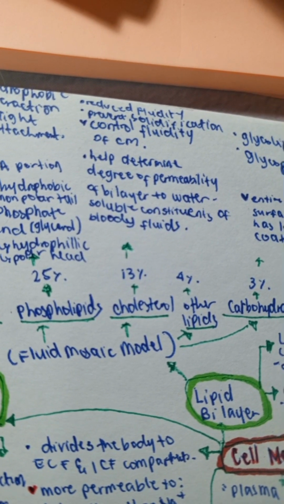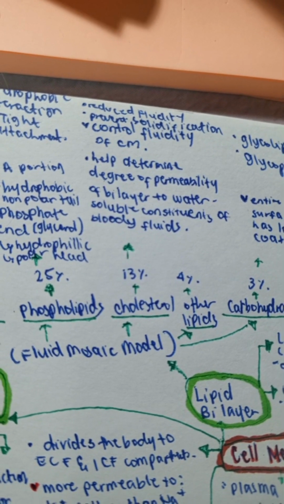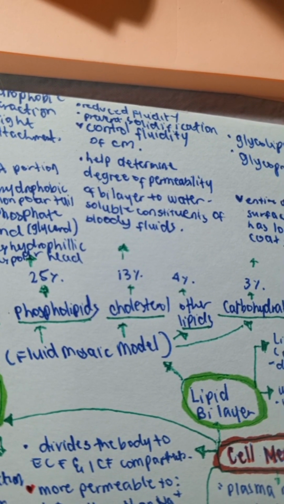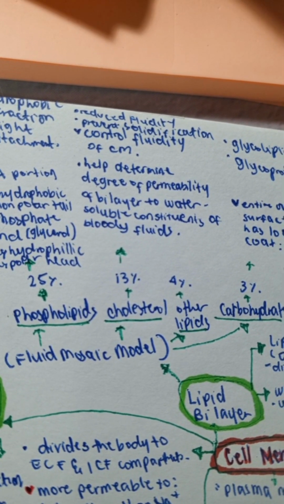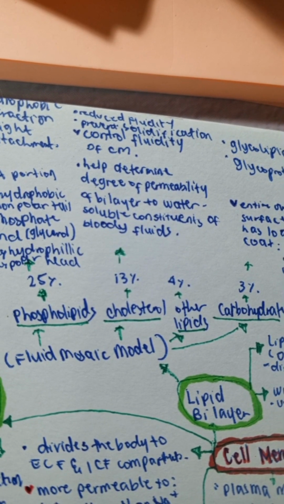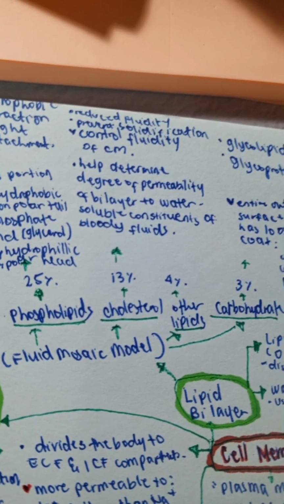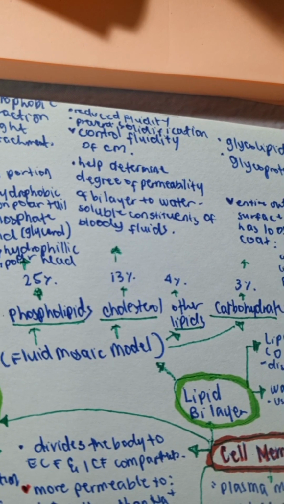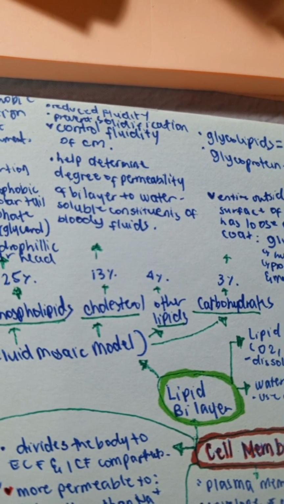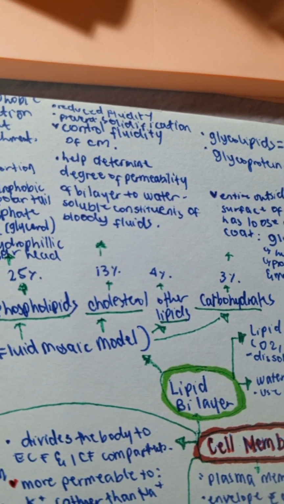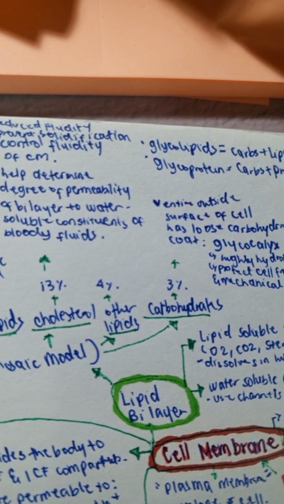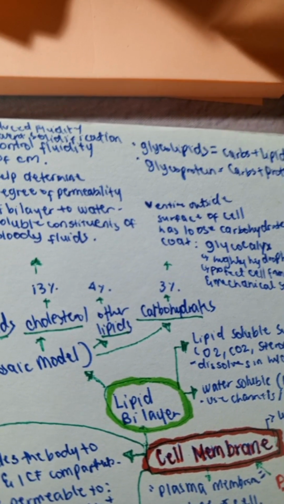This cholesterol reduces the fluidity and prevents solidification. It controls the fluidity of the cell membrane, and cholesterol also helps to determine the degree of permeability of the bilayer to water and soluble constituents of the bodily fluids. And aside from cholesterol, we also have other lipids, which compose the lipid bilayer by 4%. And next are the carbohydrates, which are 3%.